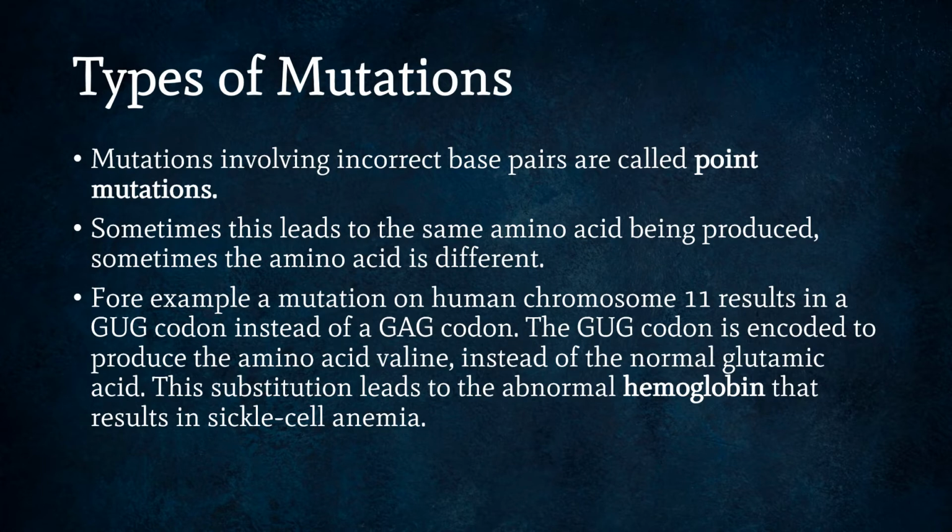This one letter substitution leads to the abnormal hemoglobin that results in sickle cell anemia, which is what we were talking about earlier, and we'll come back to that. So remember, the sickle cell trait is due to a mutation, and it's just one letter resulting in a different amino acid, and that leads to this disease of sickle cell anemia.